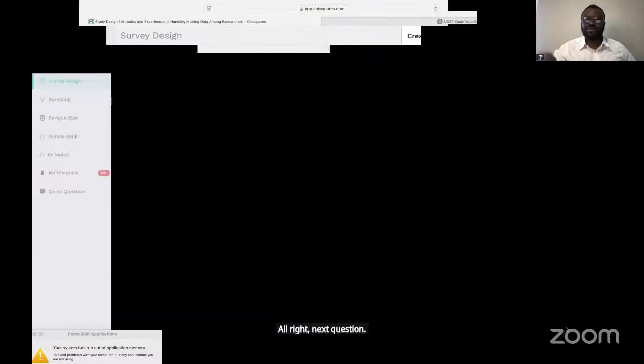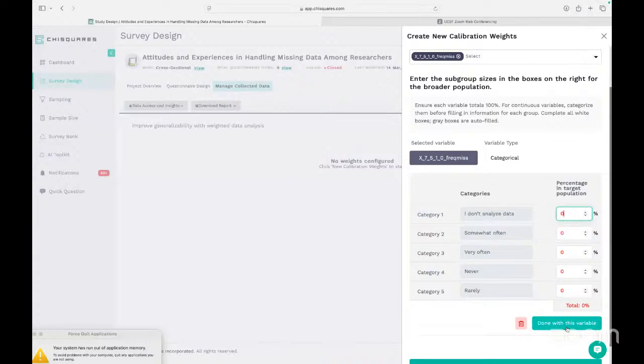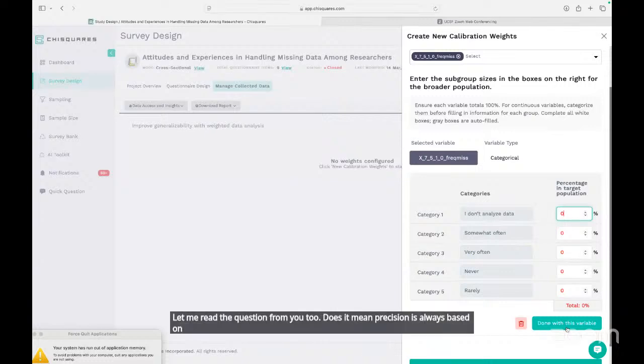And again, we're going to cover all of these things in the session on sampling next week so that you have a first-hand experience of how that works. Let me read a question from you too. Does it mean precision is always based on sample size, please? Yes.